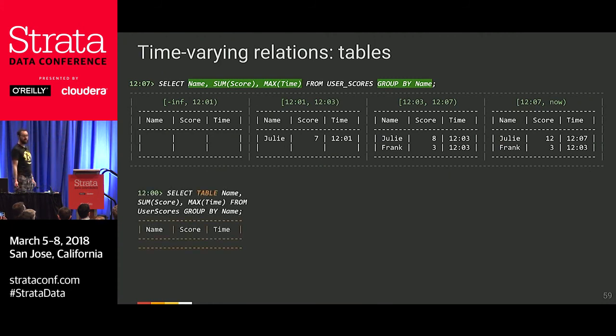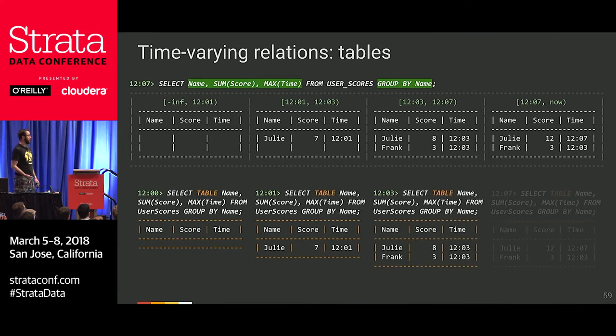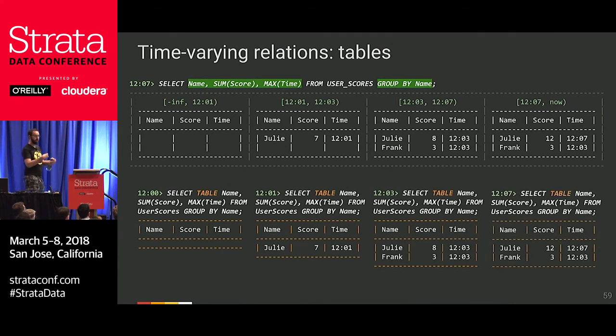We already essentially defined time-varying relations in terms of tables, right? If we were to query this hypothetical system that deals in time-varying relations with this hypothetical table keyword, saying, hey, I know you deal in time-varying relations, but give me a table back because I want something tractable, it would look like this. It would give you essentially the snapshot that corresponds. If we queried at 12 o'clock, it would give us the snapshot that fell within that range, right? And so this should be unsurprising.